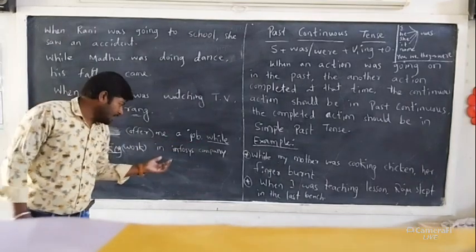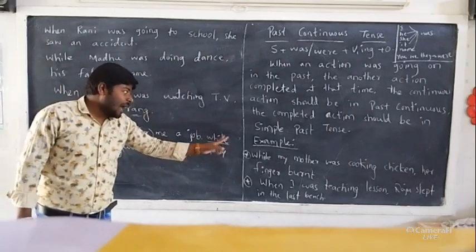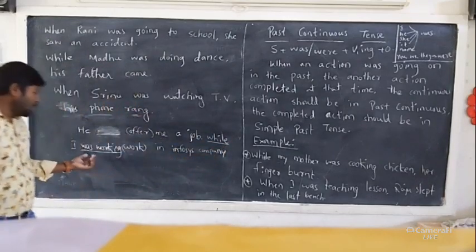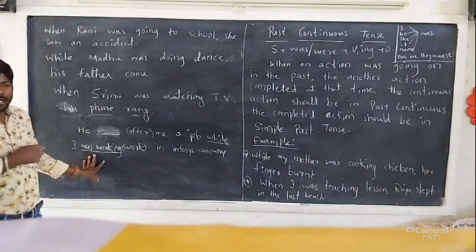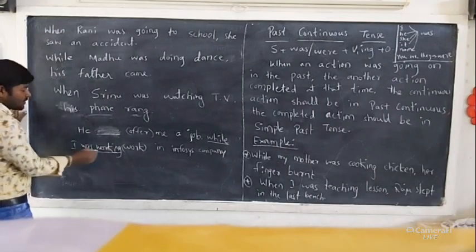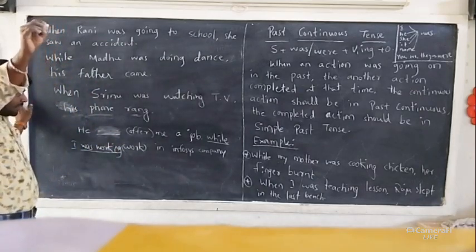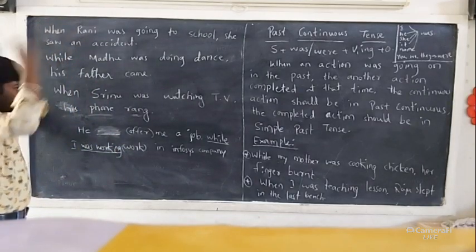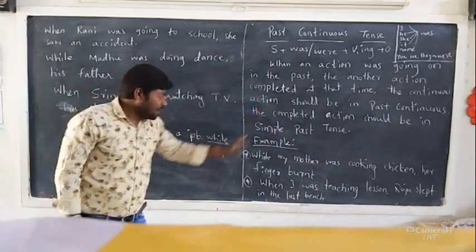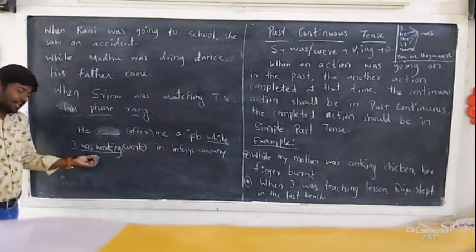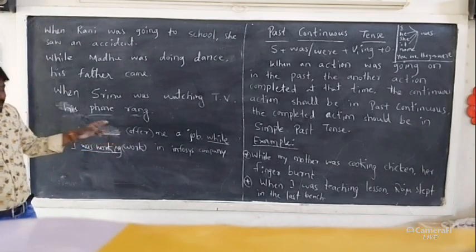Why should we write "I was"? Because the sentence follows while. The sentence which is after while should be in past continuous tense. If you know the past continuous structure, then only you can write. So, I was working in the Infosys company. When I was working in the company, he offered me a job. The continuous action should be in the past continuous. When one action was in the past continuous, the second action should be in the simple past.